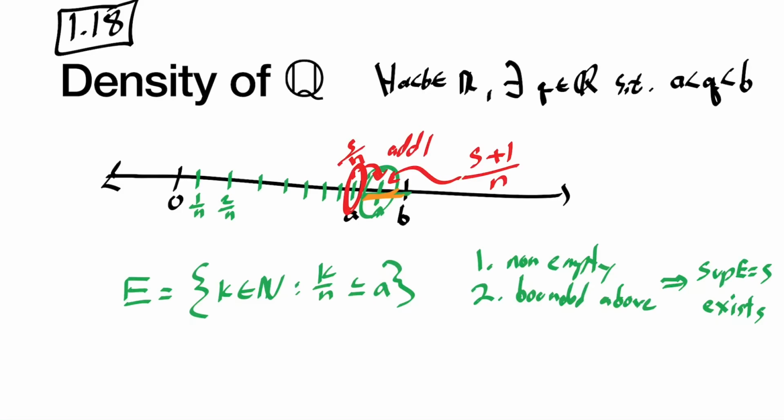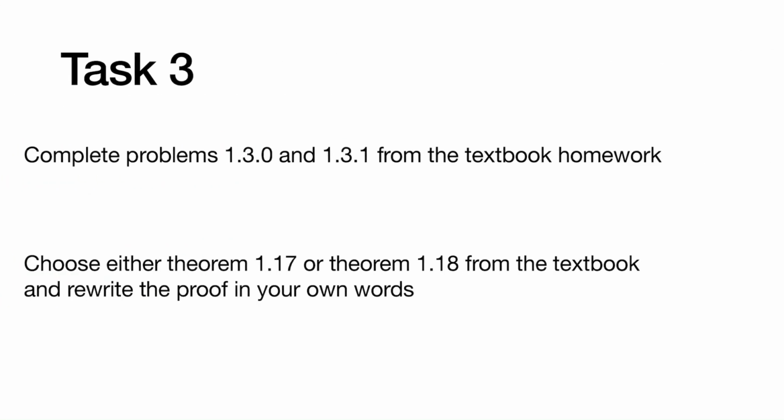And now all that's left is to work out the details. So there's a little bit of algebra. I have to prove that S plus 1 over N is greater than A, but that has to be true because S is the sup, so it has to be greater than A. And then I have to be a little bit careful with my algebra to prove that it's also less than B.